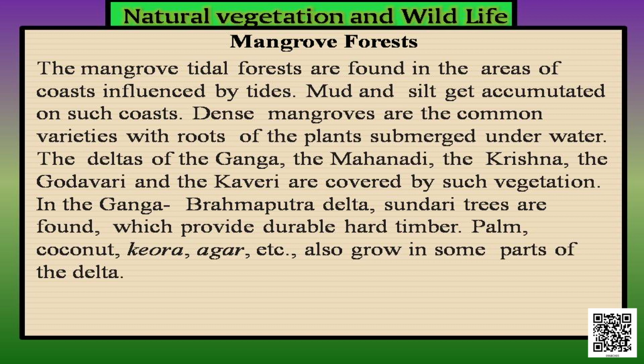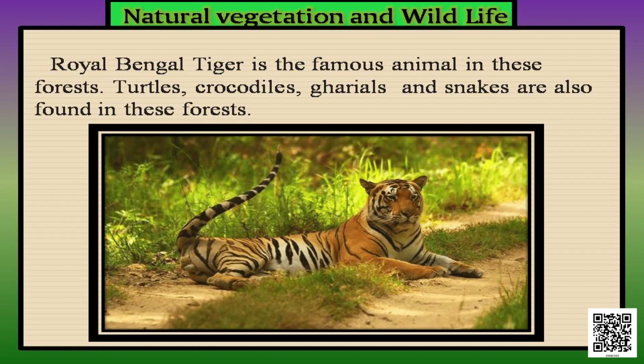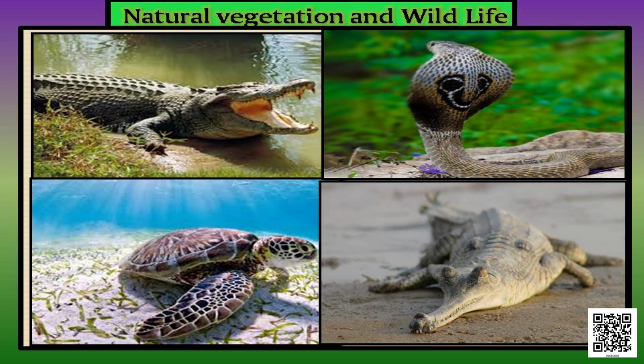In the Ganga Brahmaputra delta, the very common tree is called the Sundari tree, found in abundance. These Sundari trees provide durable hard timber. Besides that, palm, coconut, kevra and agar are also grown in some parts of this delta. Coming to the animal kingdom in the mangrove forest region, a very important animal found here is the Royal Bengal tiger, which is a very famous animal in this forest. Besides the Royal Bengal tiger, the other animals found here are turtles, crocodiles, gharials, snakes, etc.